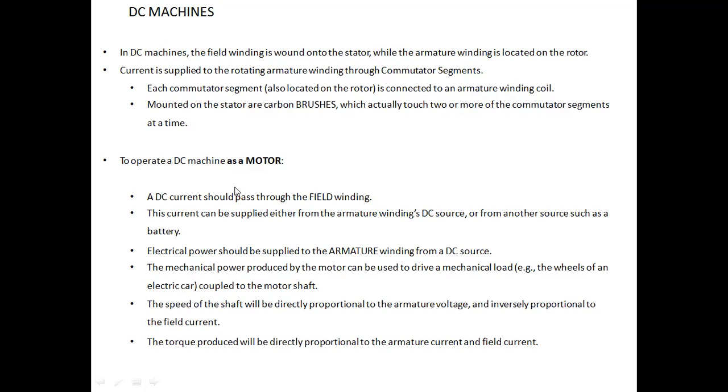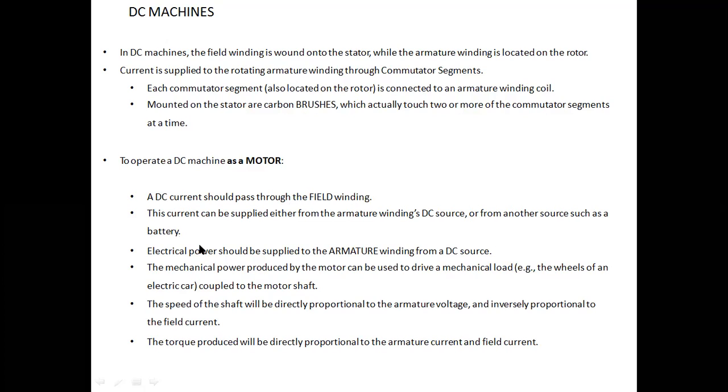So when we give the power supply, the DC current will pass through the field winding. And this current will be supplied either from the armature winding or from any other source, because here we are supposed to use electrical energy. So we can give a source that can be a battery also.